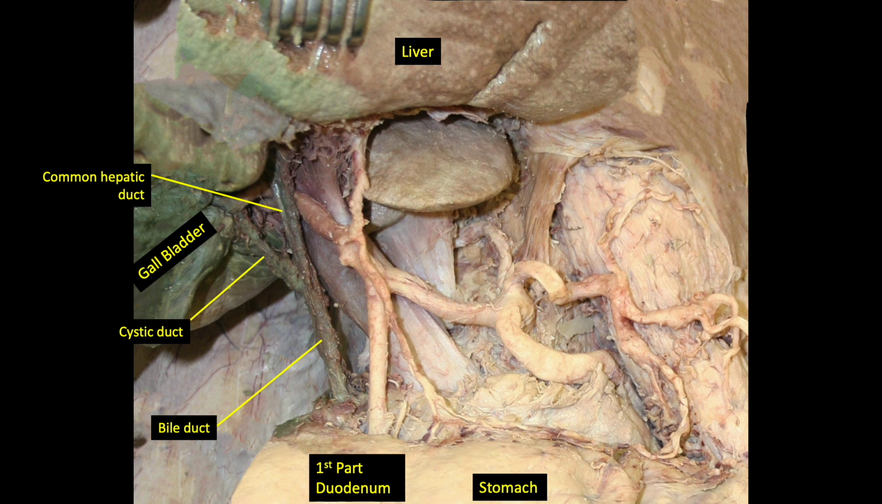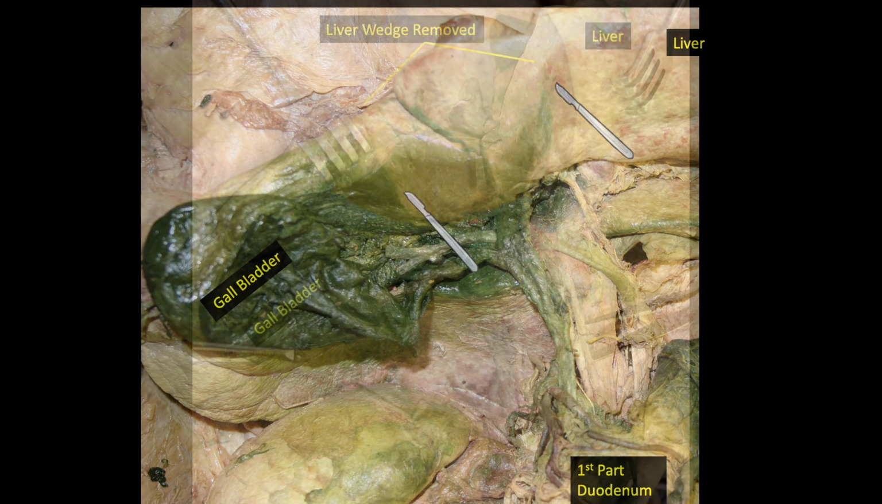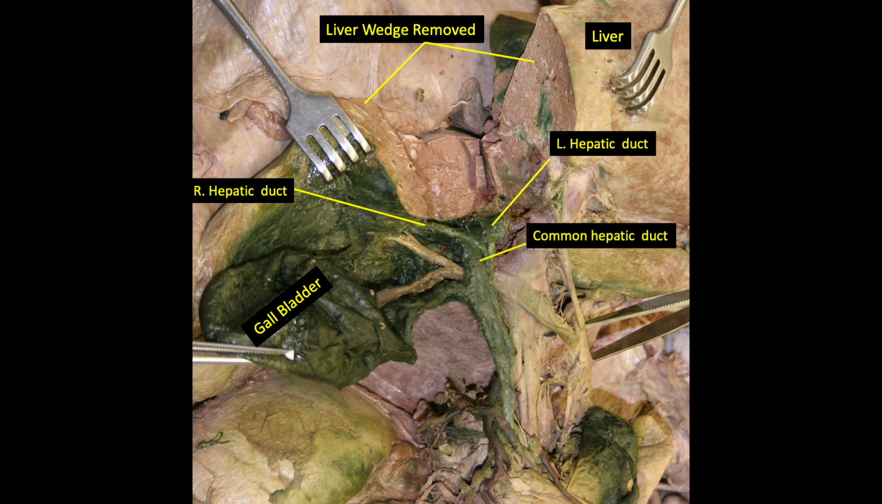What is not shown here, however, is how the common hepatic duct forms from two distinct ducts. But for this, we need to do a bit more dissection of the liver, as shown in the next image. Using a scalpel, we cut a wedge of liver and remove the wedge to expose the origins of the hepatic ducts, now shown in the slide. We can make out the right hepatic duct and the left hepatic duct, joining to form the common hepatic duct, which is joined by the cystic duct to form the bile duct.